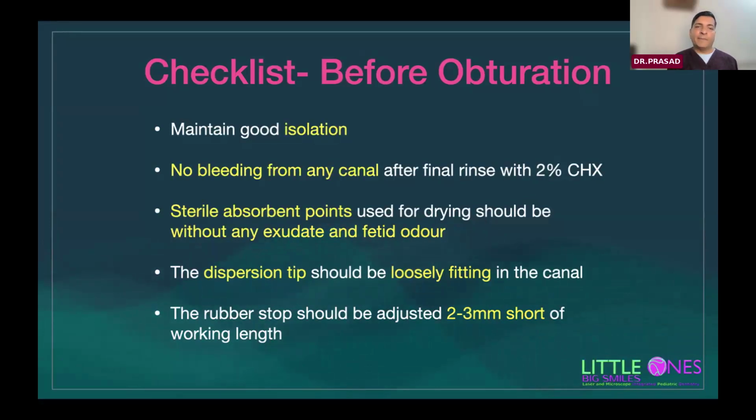The dispensing tip of the obturating syringe should be loosely fitting in the canal. The rubber stop should be adjusted 2 to 3 millimeters short of the working length so that there is no chance of extrusion. Remember, if you use the apex locator, there is the least chance of over obturation.